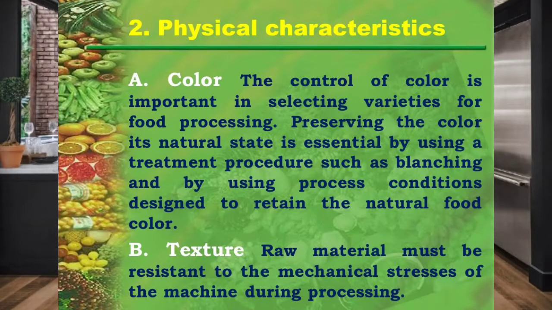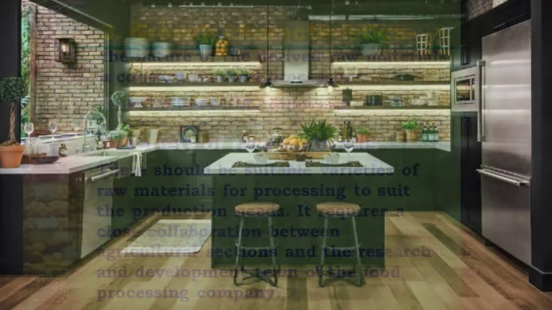Color. The control of color is important in selecting varieties for food processing. Preserving the color in its natural state is essential by using a treatment procedure such as blanching and by using process conditions designed to retain the natural food color. Texture. Raw material must be resistant to mechanical stresses of the machine during processing.